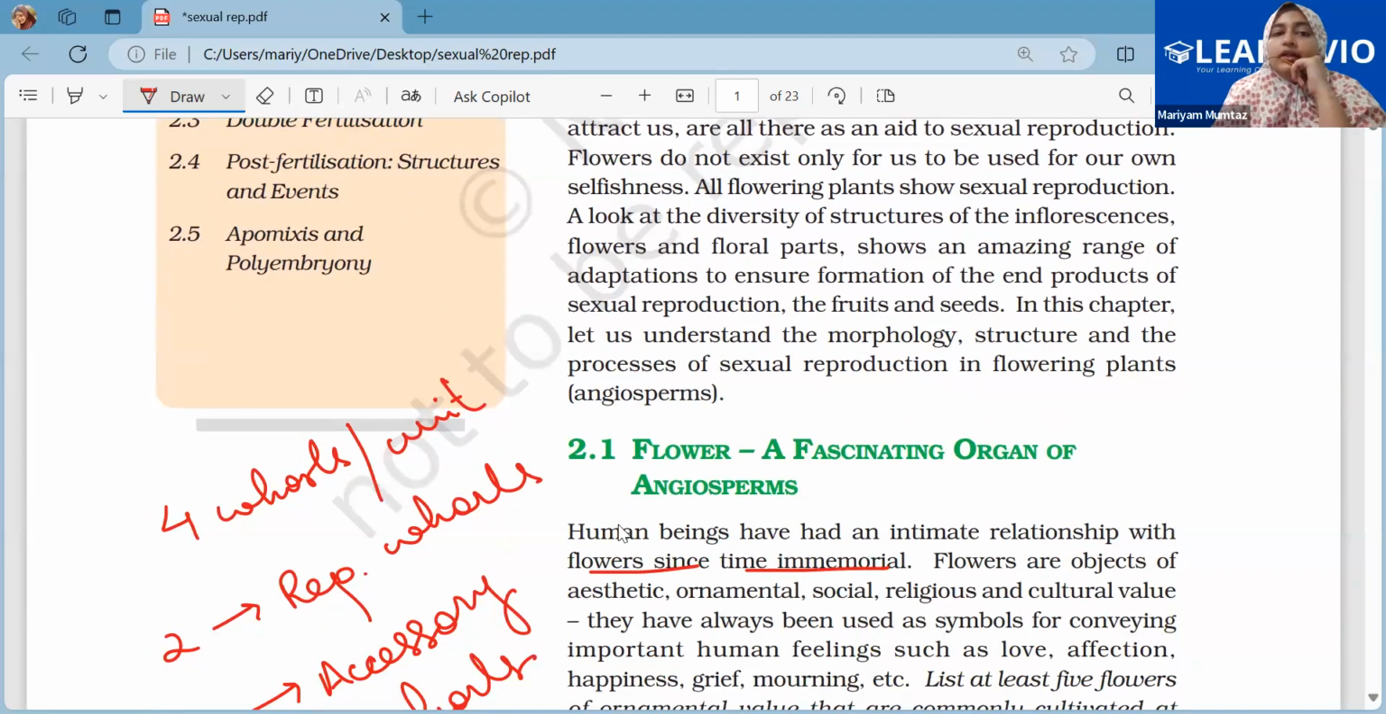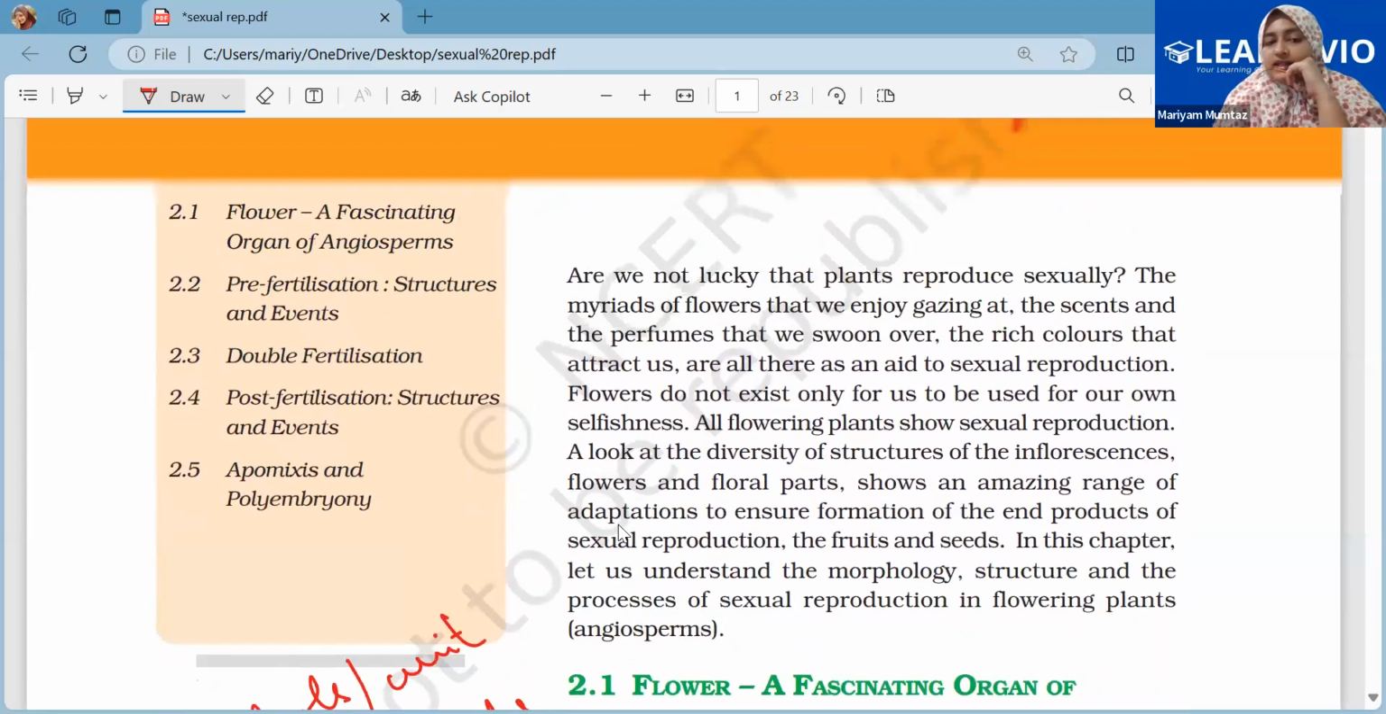Anyway, so the whole entire process of reproduction is divided into three steps, or you can say the events that take place. So there are pre-fertilization events, fertilization events, and then post-fertilization events. Now, pre and post mean before and after.